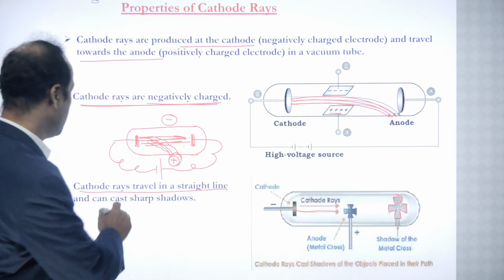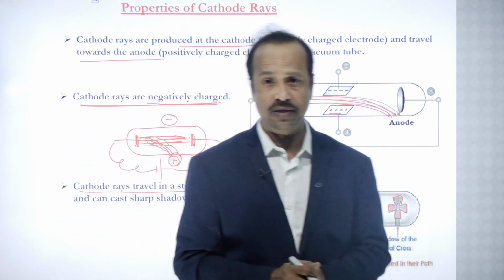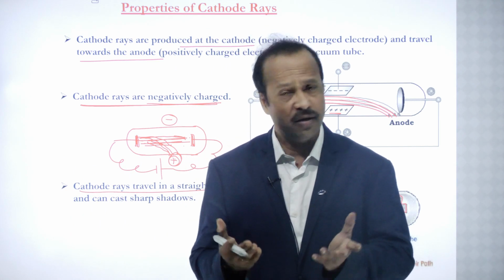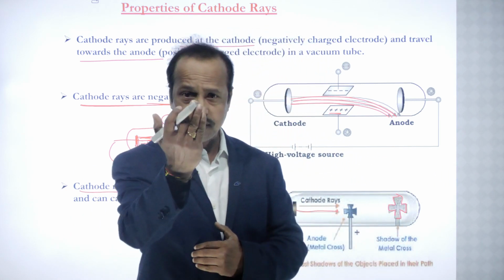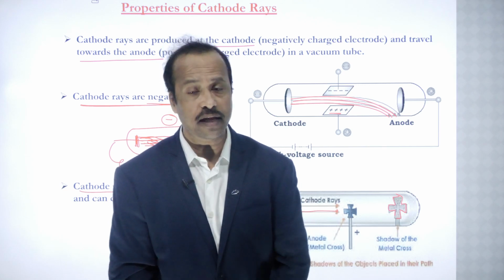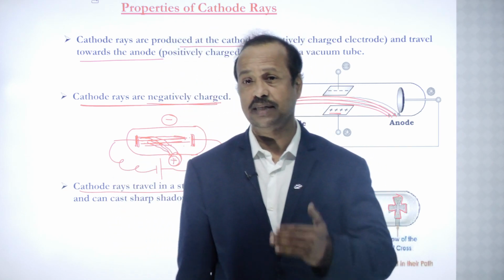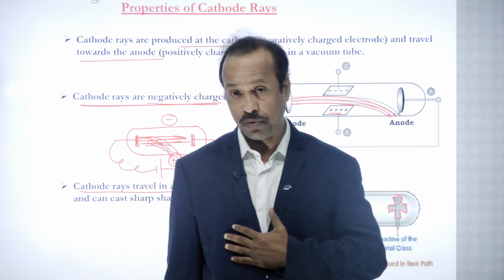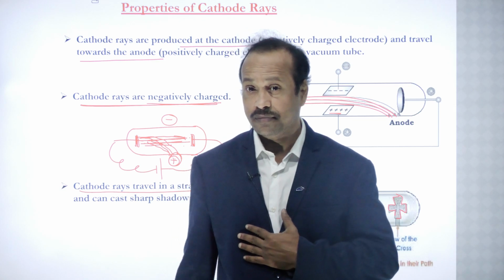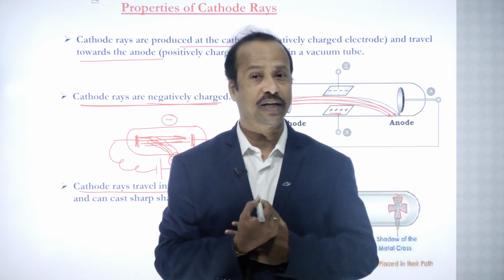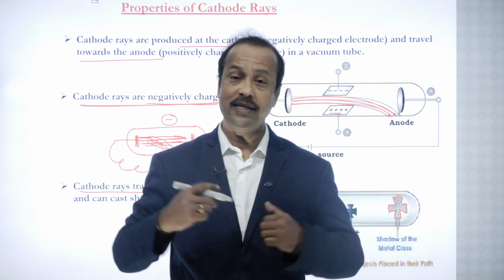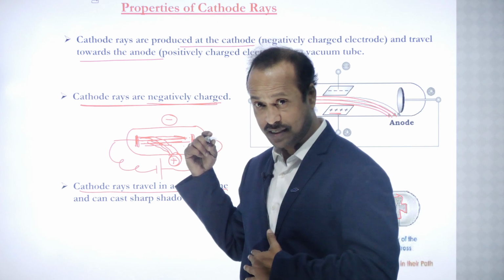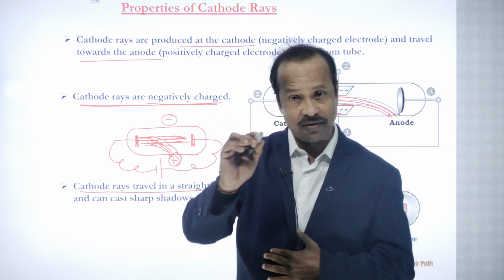Clear? And next one, which we already discussed: cathode rays travel in a straight line. How can you say that? Very simple. For example, if there is a path of light and you are standing in between the light and a wall, then the light will strike you as you are opaque. Then your shadow will form behind you. This says that light travels in a straight line, right?